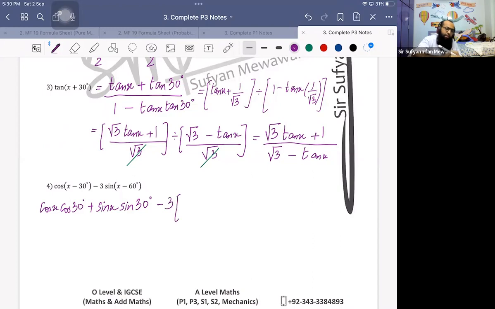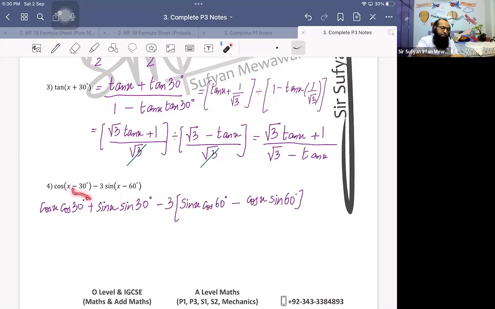Then it's minus 3 times, and we have to take the brackets because minus 3 will be multiplied by the expansion of sin x minus 30. Sin x minus 30 is sin x cos 60 minus cos x sin 60. So cos x cos 30 plus sin x sin 30 minus 3 times sin x cos 60 minus cos x sin 60.